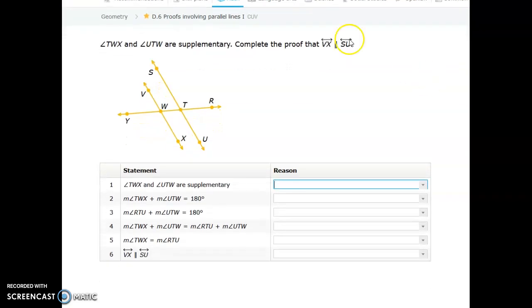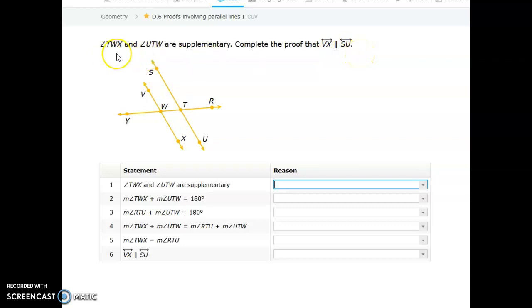Right, we're going to do another problem from D6, proofs involving parallel lines 1. Angle TWX and angle UTW are supplementary. Complete the proof that VX is parallel to SU.